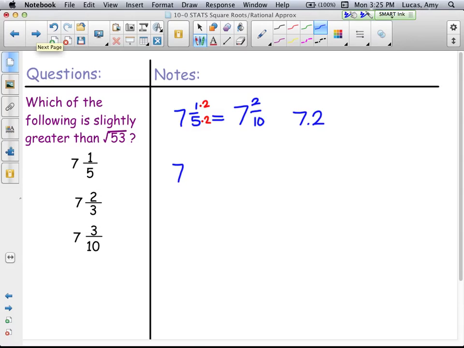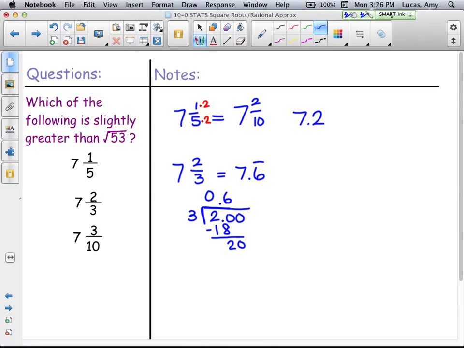7 2/3 is the same as 7.6 repeating. Because 2 divided by 3, 3 goes into 2 0 times, 3 goes into 26 times, 3 times 6 is 18, so there's 2 left over, so it's going to keep on repeating that same pattern. So it's 7.6 repeating.